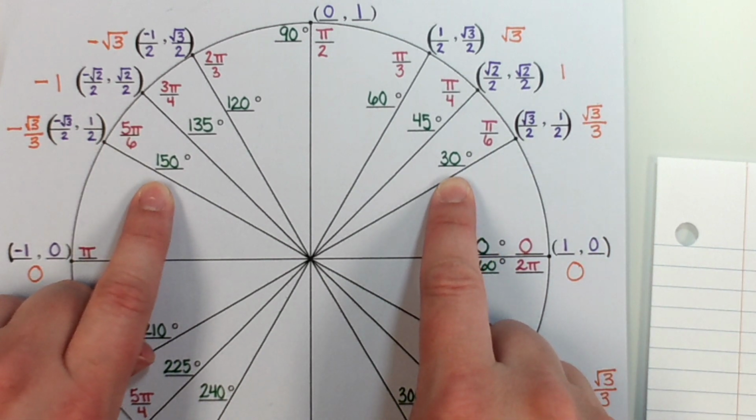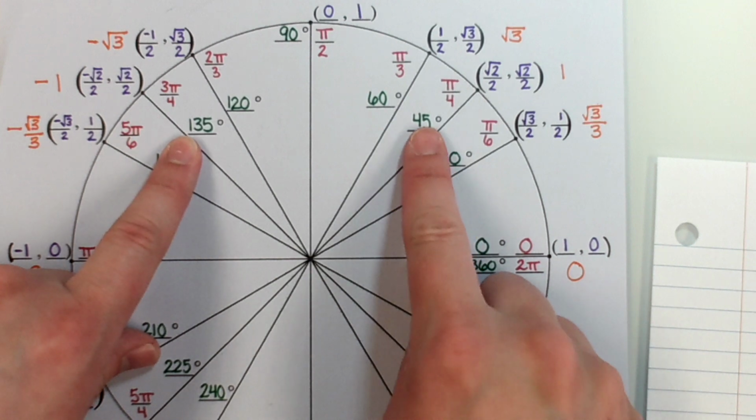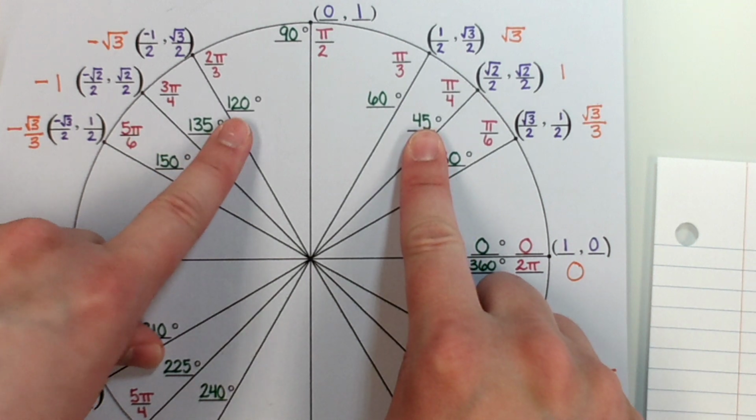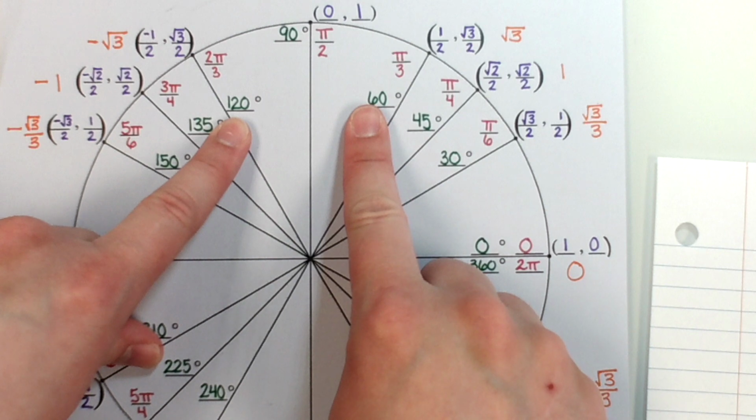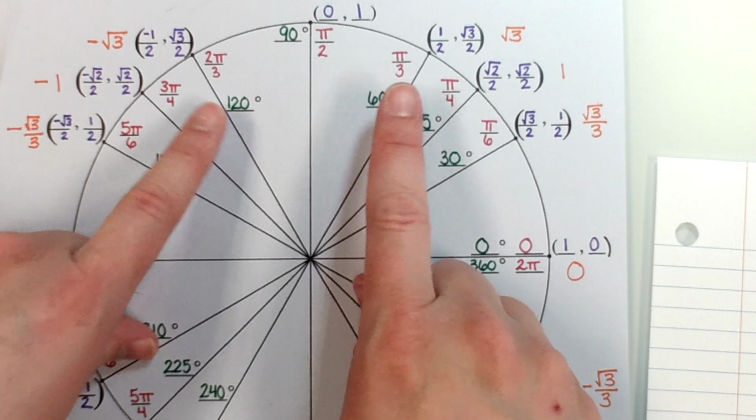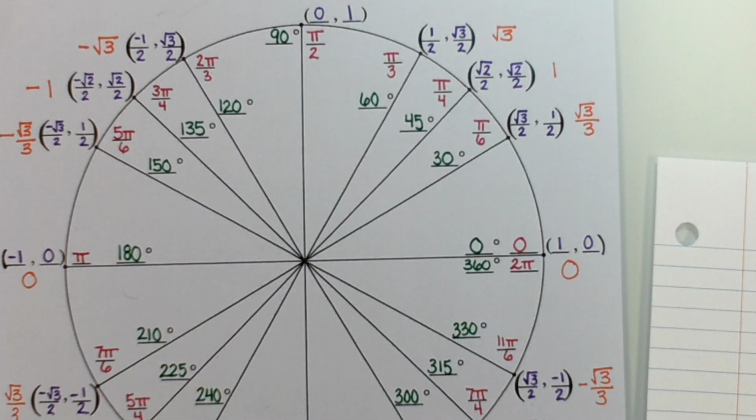The examples are 150 and 30, 135 and 45, 120 and 60. What do all of those pairs have in common? They do have the same reference angle, true. They do all have over 2. I will agree with that as well.